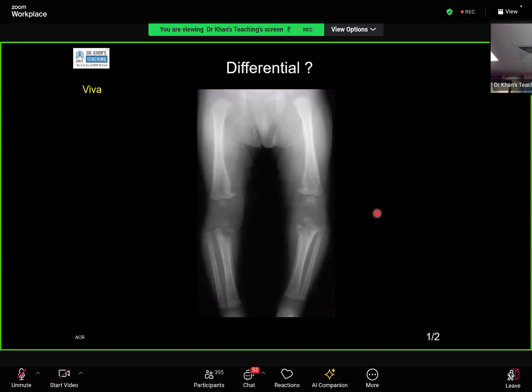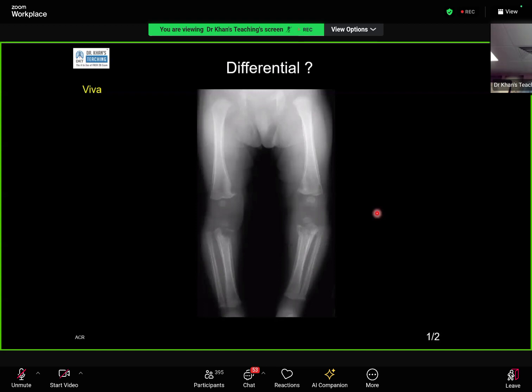So I've been provided with X-ray lower limbs of a skeletally immature child. I can see there's an eccentric lytic lesion which is involving the medial metaphyseal corner of the bilateral upper tibia. Apart from that, I could see a smooth periosteal reaction, which is bilateral symmetrical, which could be physiological at this age.